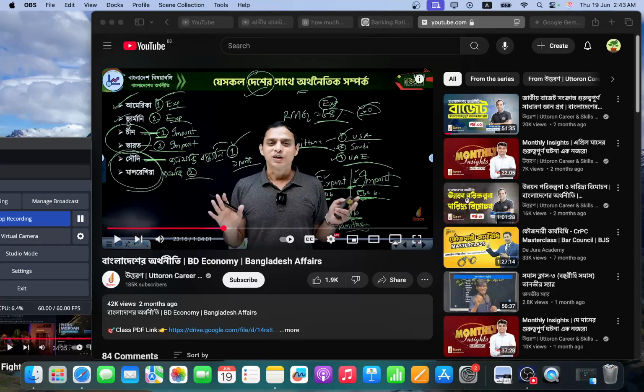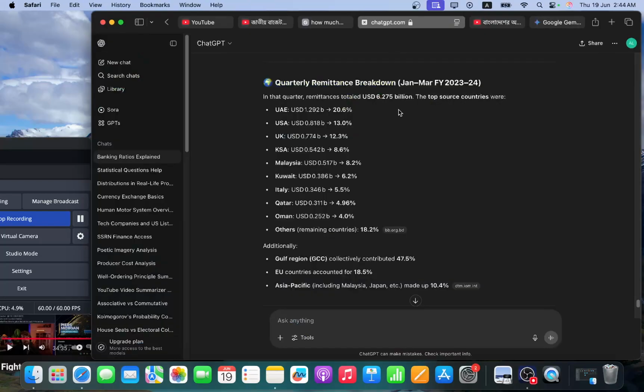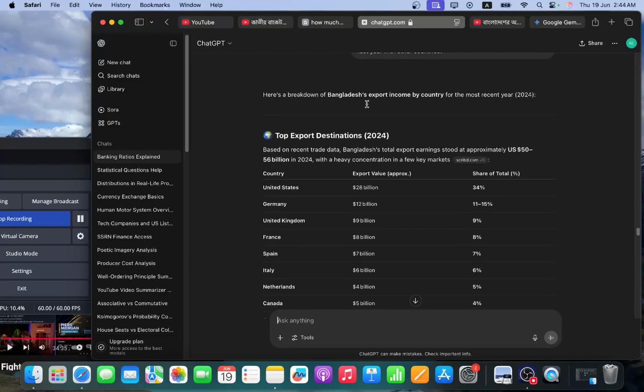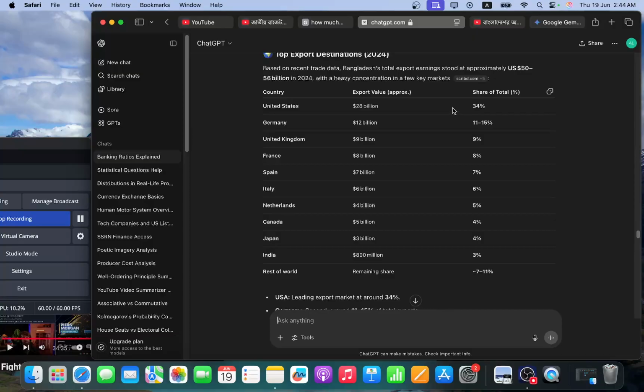Okay, we are going to see percentage of export with respect to different countries around the world. We are also going to see percentage of import cost, and lastly the percentage of remittance. This is the percentage of export income. So most, I think this is due to RMG, is from the US. So 34%, 28 billion in total. Sorry, did I say import? I meant export.